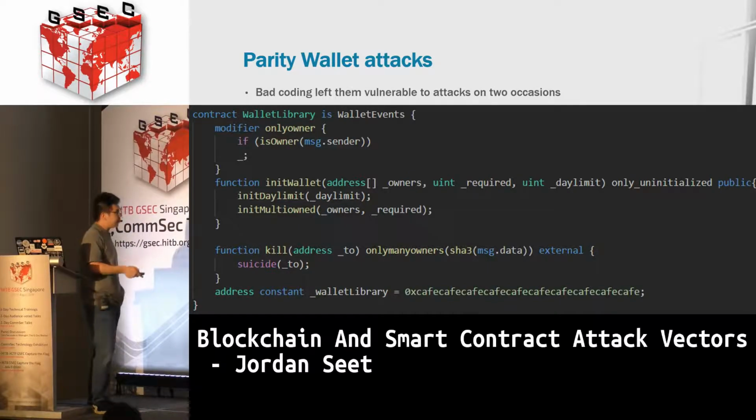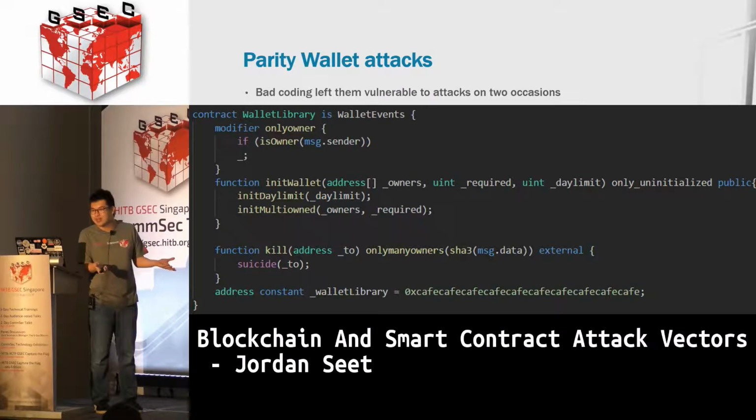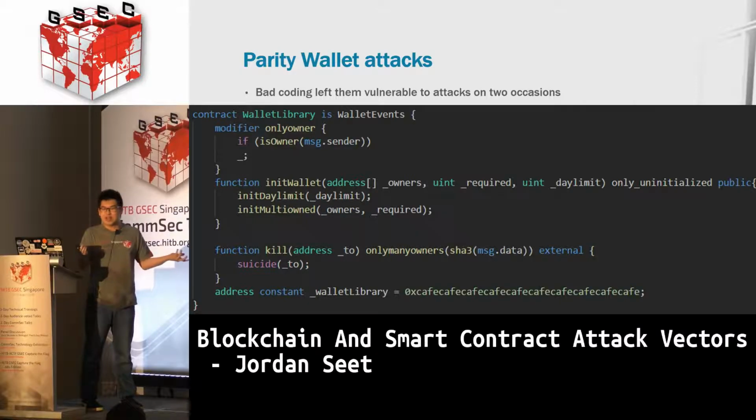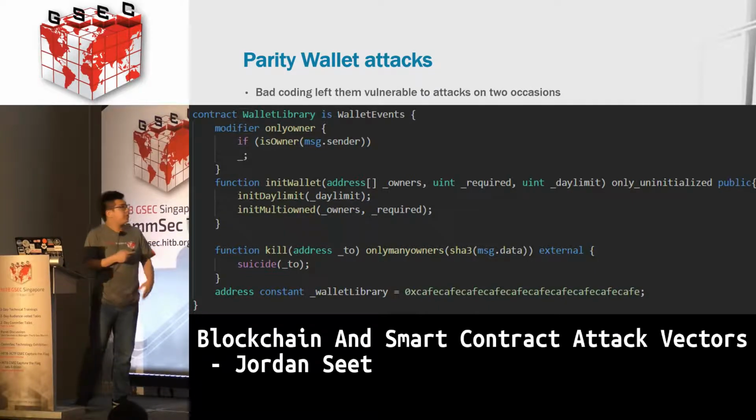What happened was that Parity didn't realize that their wallet library was in essence a wallet itself. So this hacker called the init wallet, took ownership of the entire wallet library, and then killed the entire library. Everyone's funds were frozen because no one could access this library, as the address is hard-coded. No one could access their funds and everyone's like, what the heck is going on? That actually caused $31 million of Ether to be frozen. So that bad coding left them vulnerable to attacks, and what happened to Parity is they just gave up. They didn't do wallets after that.